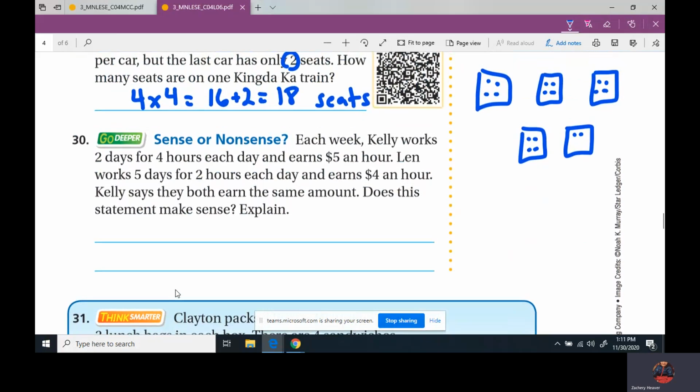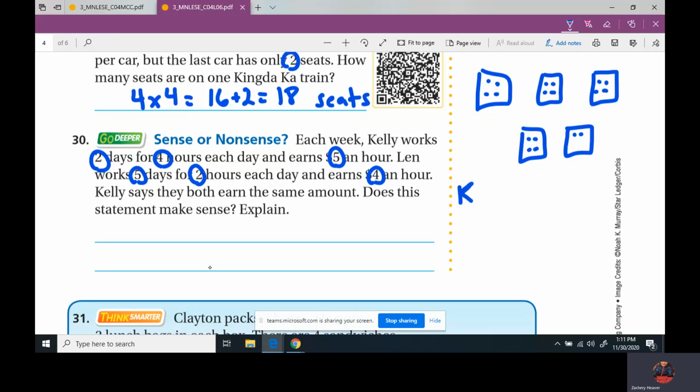Now, sense or nonsense? If it makes sense, you can see it. If it's nonsense, you have no idea what's going on. Each week, Kelly works 2 days for 4 hours a day and earns $5 an hour. Lynn works 5 days for 2 hours and earns $4 an hour. Kelly says they earn the same amount. Does this make sense? So let's do Kelly real quick.